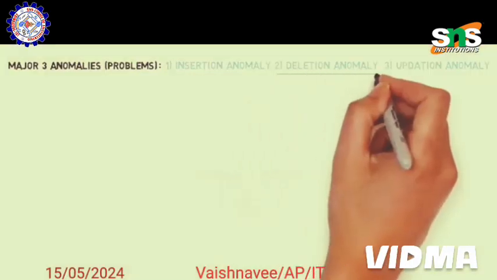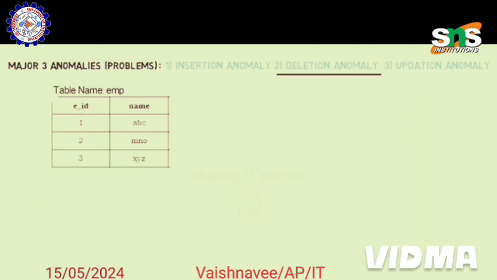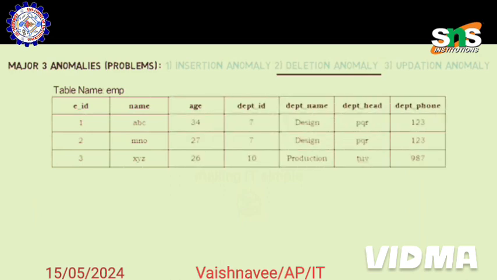Now let us see the deletion anomaly. We will consider the previous employee table. In this employee table, there are two employees of the design department and one employee of the production department. As we saw before, this table contains data of two tables: one is employee and another is department. Due to this, we get redundant or duplicate data in our table.